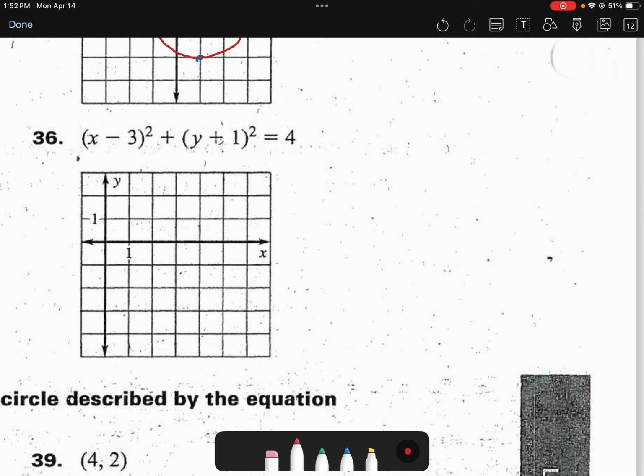Okay, we'll do this guy as well. I think my center is at 3, -1, radius of 2. Not my best work.